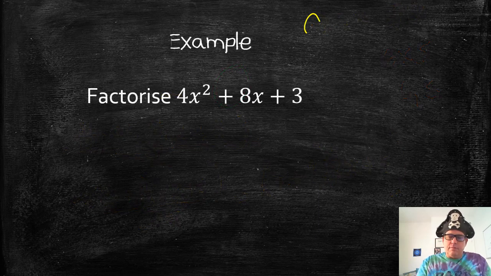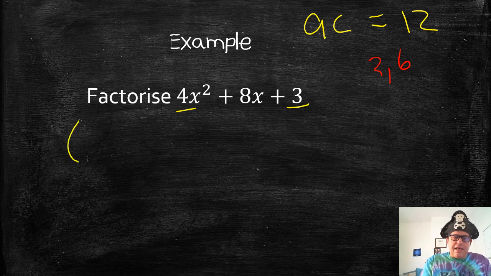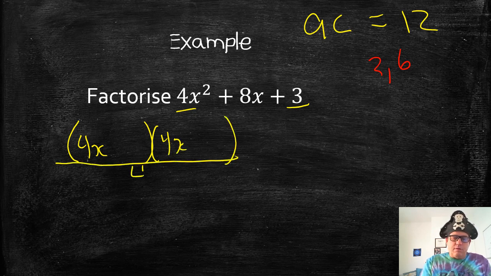Okay, so AC method. A times C, 4 times 3 is 12. Things that multiply to 12 and add to 8. 1 and 12, 3 and 4, 2 plus 6 is 8. 2 times 6 is 12, 2 plus 6 is 8. So we can start our factorizing. Again, since A is 4, both brackets are going to be a 4x. Always, whatever A is, both brackets are going to be a 4, and I'm going to divide by 4. Now my numbers are 2 and 6. All right, it doesn't matter which goes where.